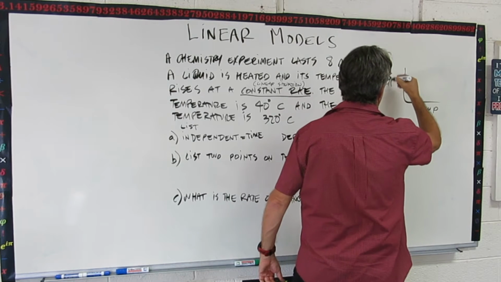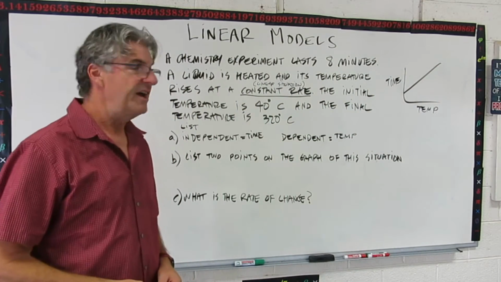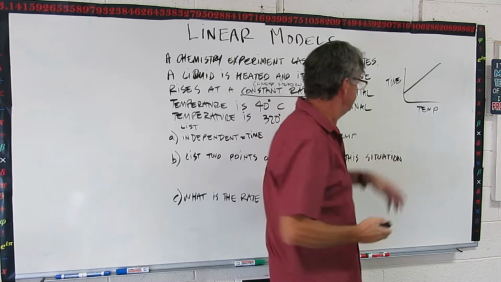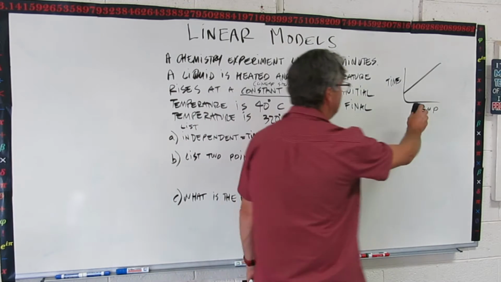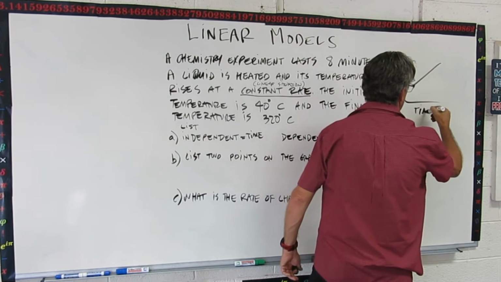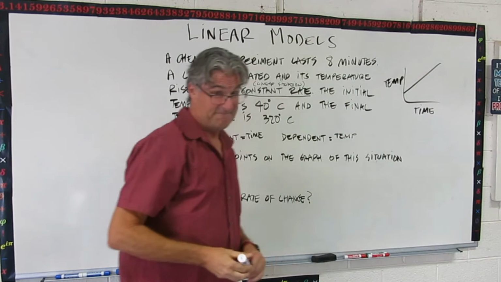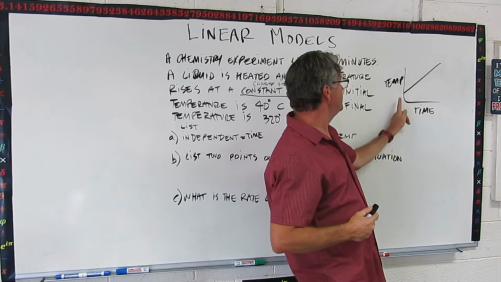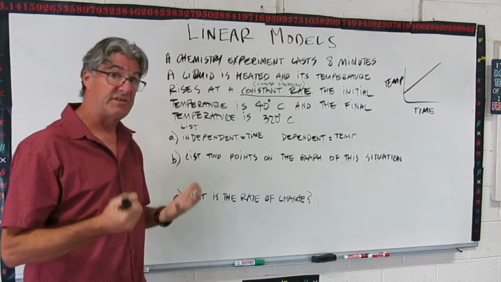Temp, time, and since it's going up, it would look something like that. Okay? So that's a really rough graph. It makes sense. What did I do wrong? It goes like that. So as time increases, we're heating all that time, the temperature is going to increase, so the line is going to slope upward. It's going to have a positive slope.